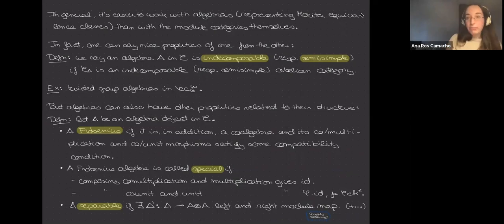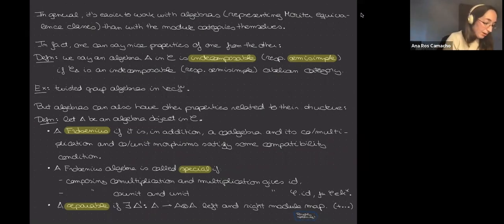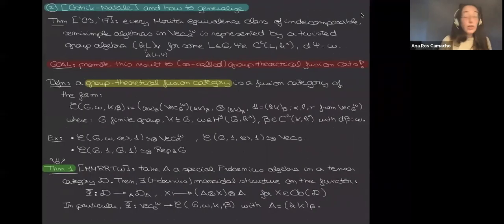And finally, I'm going to be brief because I don't want to go too much into detail. I'm going to say that A is a separable algebra if there exists a map similar to this co-multiplication I was mentioning before. This should be a left module map and a right module map, and there are some extra conditions I'm skipping here. So quite a lot of adjectives, but I hope now we are in shape to go to the main point, the main theorem of Ostrik and Natale, and how we manage to generalize this.